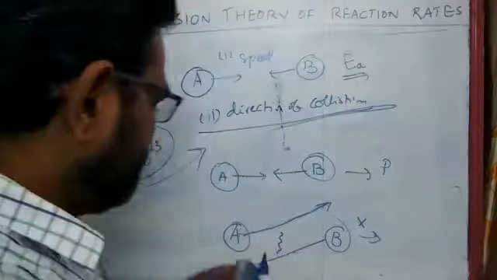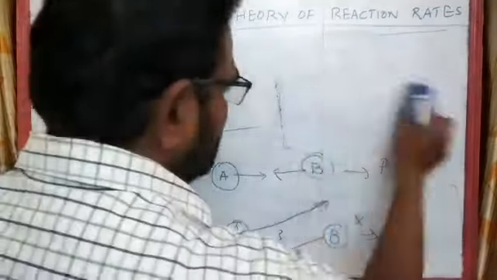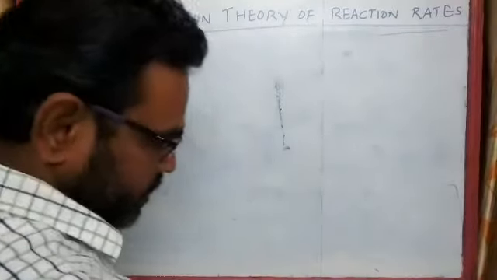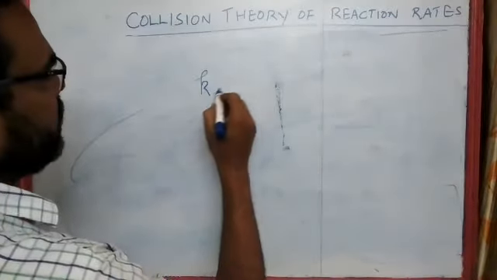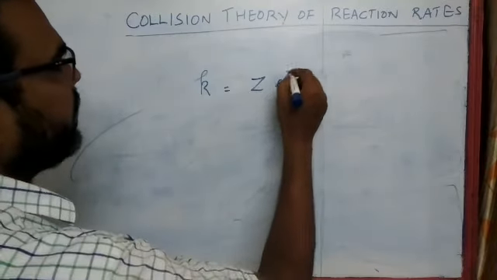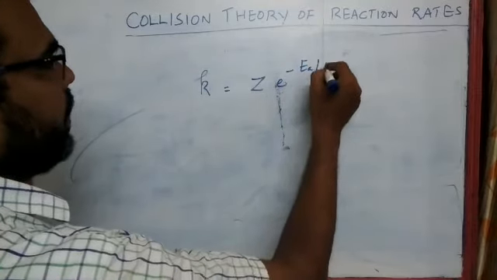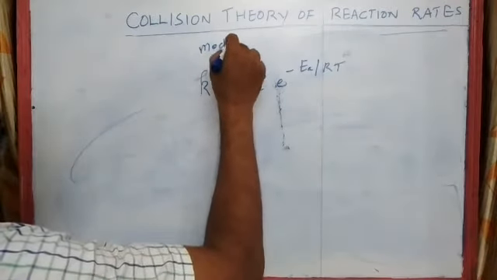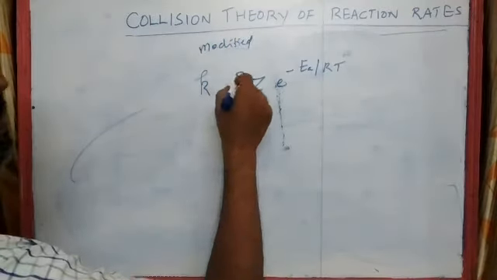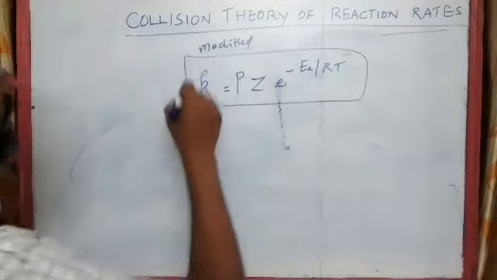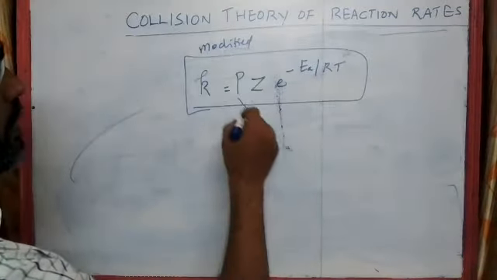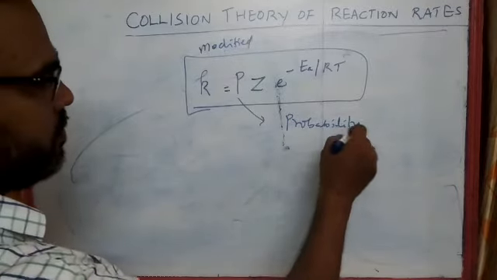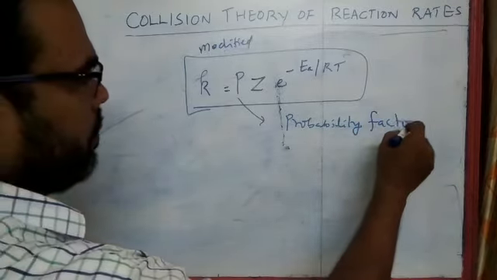So as a result of this, the collision theory has made a slight change, resulting in a modified collision theory. According to the earlier collision theory, k is Z e power minus EA by RT. According to the modified collision theory, we introduce a factor P: P Z e power minus EA by RT. P is the probability factor.